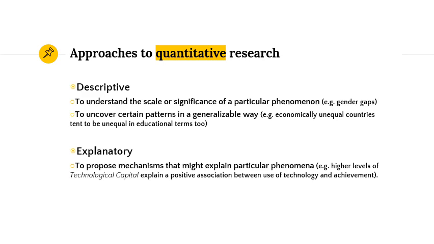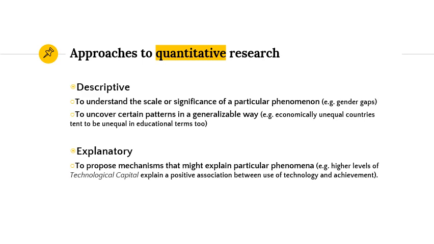We could also uncover certain specific patterns in a generalizable way. For example, economically unequal countries tend to be unequal in educational terms too. That could be the case, but we need a description of the data in order to know if this is true. We can plot it in a graph, and we can see that countries that are more unequal based on the Gini index are also more unequal in terms of their educational achievement, for example.